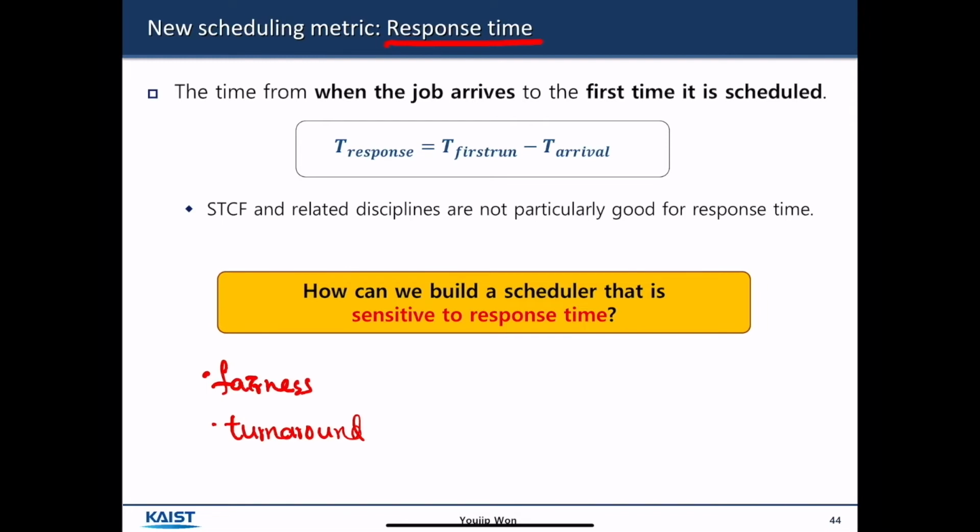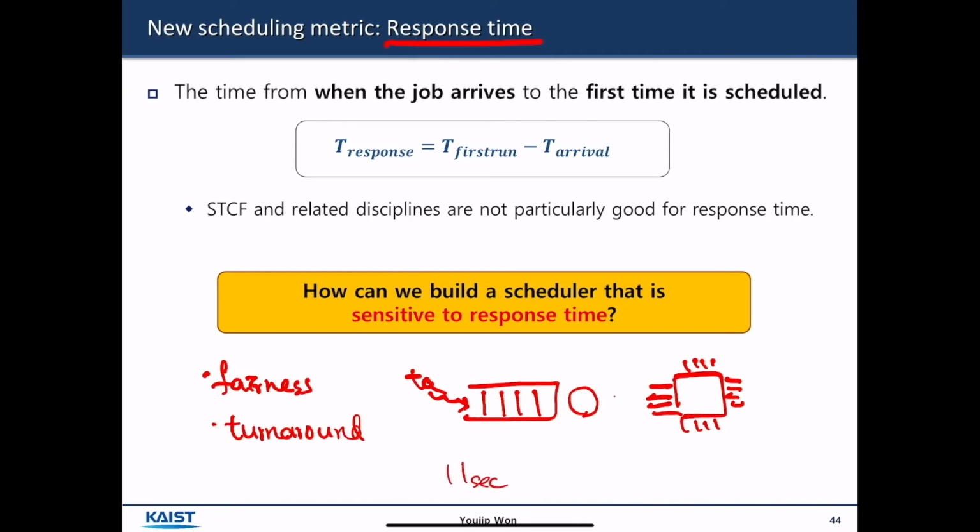Response time is a time interval between the time when the job arrives and the time when it is first put into the CPU. Let's say there is a CPU and there is a bunch of processes waiting for the CPU to be executed, and a new process TA has arrived at like 11 seconds, and then it gets to the CPU at like 20 seconds. Then in this situation, the response time for TA corresponds to 9 seconds. STCF or related disciplines are not particularly good for response time.